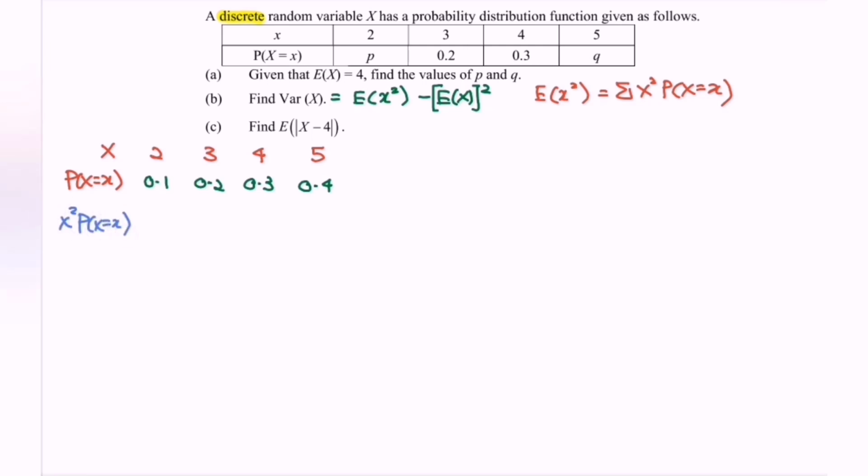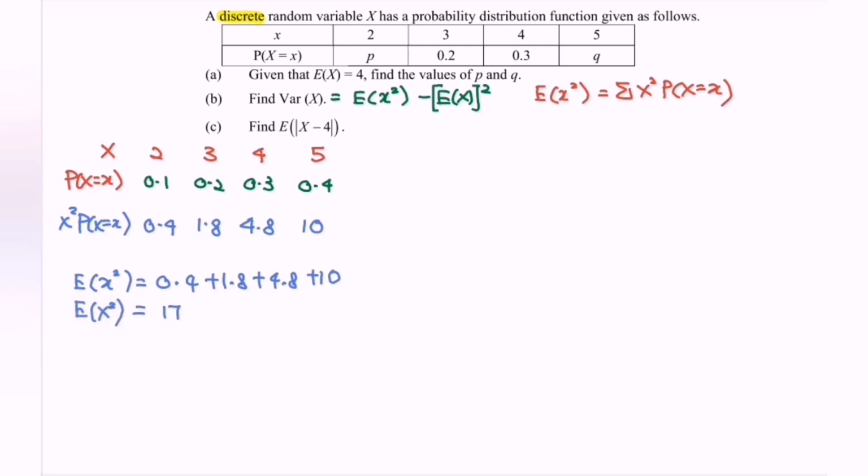Where we have x, which is 2 squared, 4 multiplied with 0.1, so we will have 0.4. Next, 3 squared, where we have 9. 9 multiplied with 0.2, where we have 1.8. Continue, we have 4 squared, which is 16. 16 multiplied with 0.3, and we will have 4.8. Finally, we have 25 multiplied with 0.4, and we will have 10. So kindly sum up the situation. E(x squared) is equal to 0.4 plus 1.8 plus 4.8 plus 10. If we sum up, we will have 17 for E(x squared).